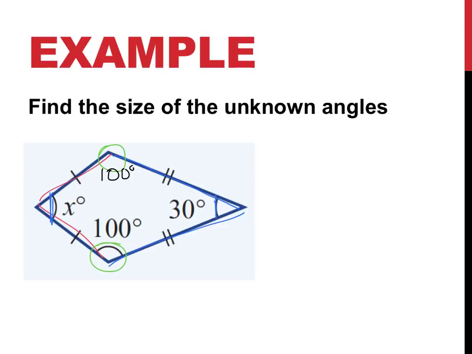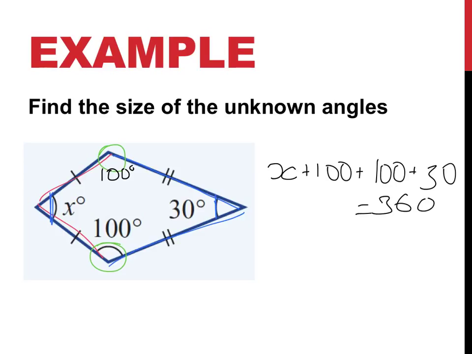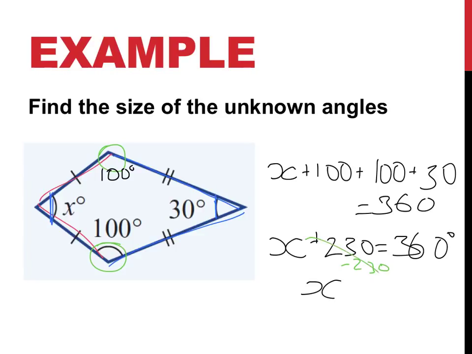Okay, so X plus 100 plus 100 plus 30 is going to equal 360. So X plus 100, 200, 230, X plus 230 is going to equal 360. Okay, X, I'll minus 230 from this side to cancel that out. I'll minus 230 from that side to cancel that out. X is going to be equal to 130 degrees.